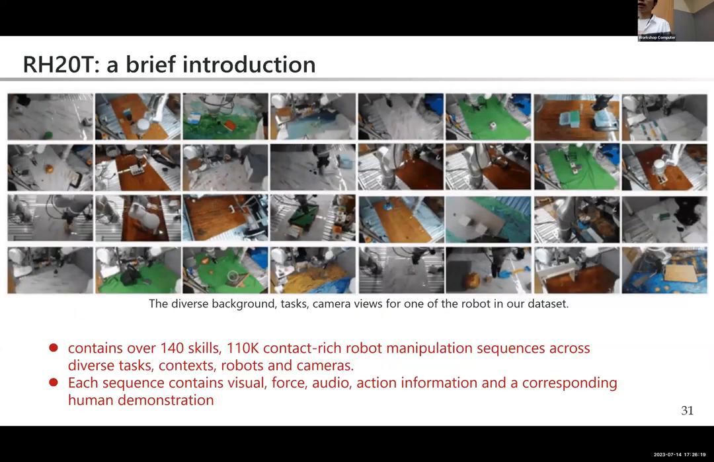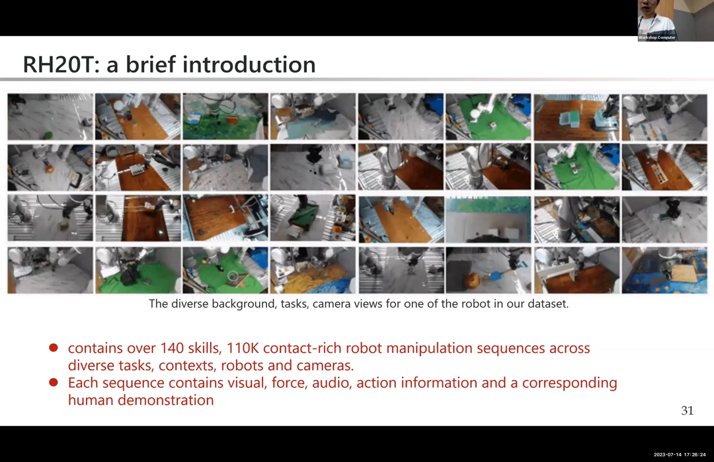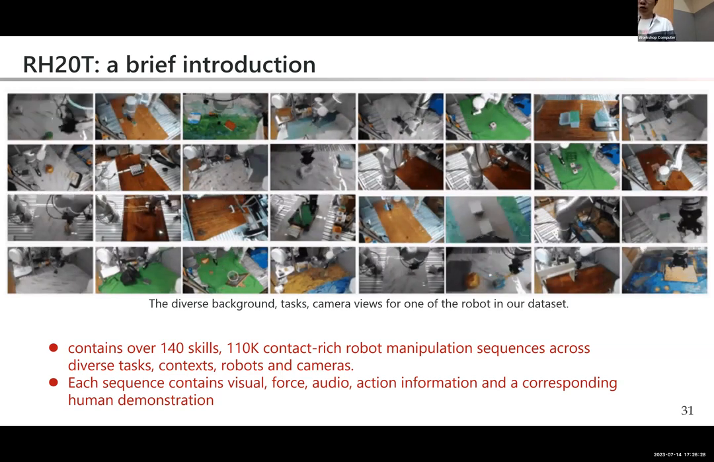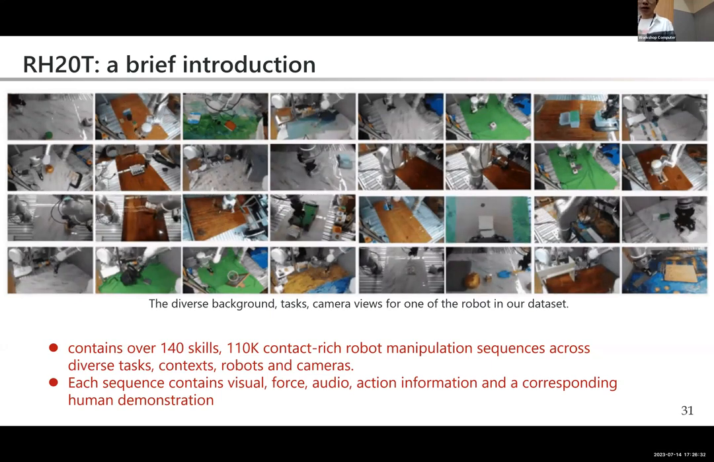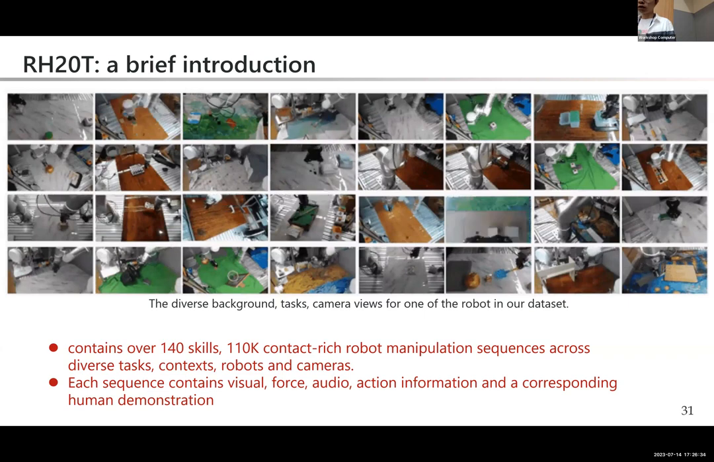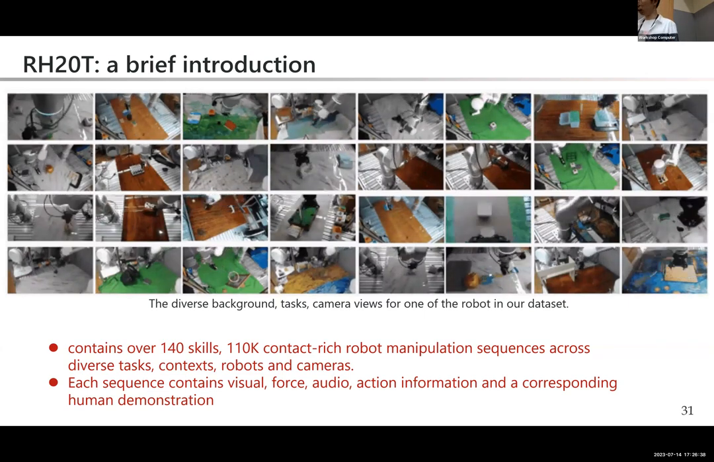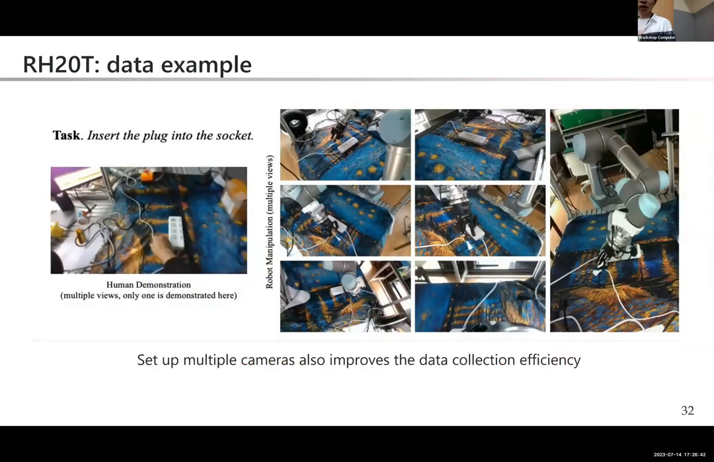And based on this data collection platform, we present H20. It contains over 140 skills, 100,000 contact-rich robot manipulation sequences. And each sequence contains visual, force, audio, action information, and a corresponding human demonstration. So here is a data example.